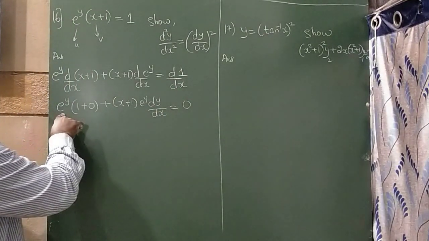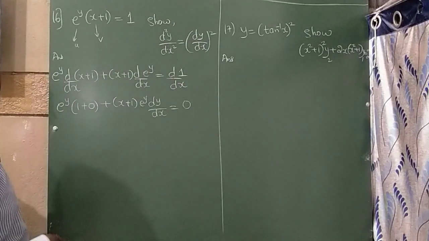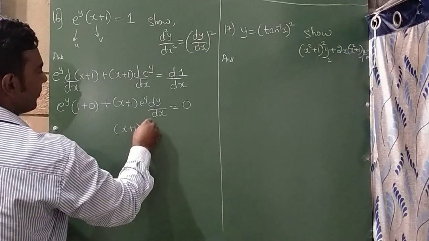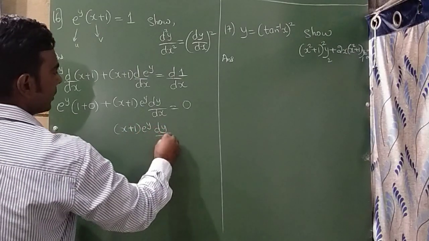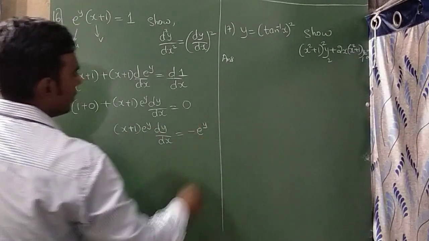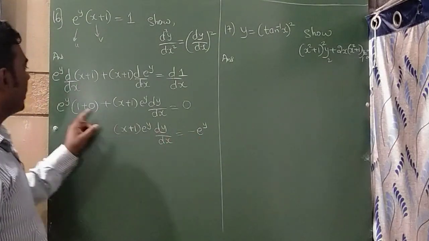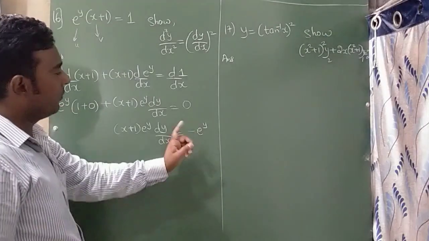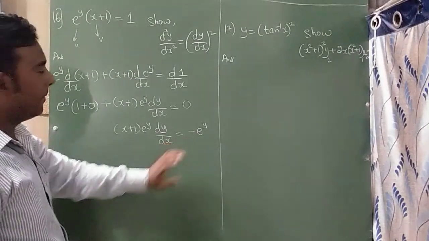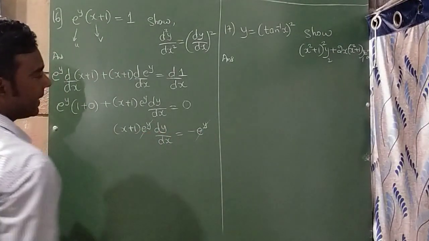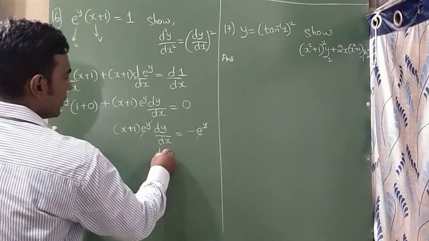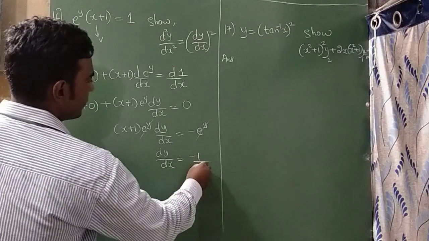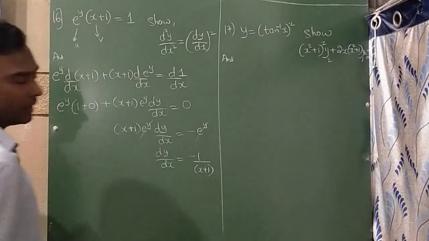So this e raised to y I am going to shift on the right hand side, so it will become minus. Okay, so it will become minus e raised to y because 1 plus 0 is 1 and e raised to y will become e raised to y itself. When it is shifted on the right hand side, it will become minus. Directly this and this get cancelled. So dy by dx is equal to minus 1 is left out here and this will become in denominator.